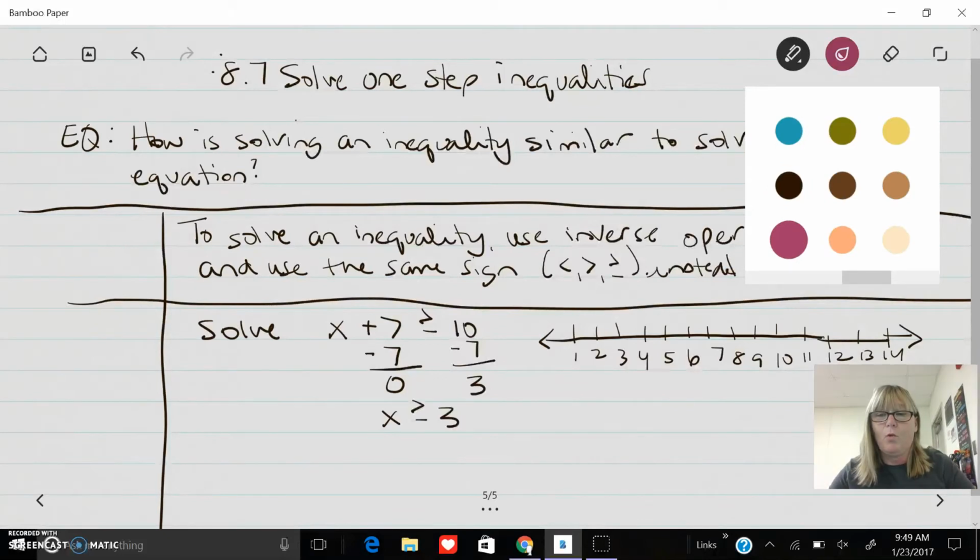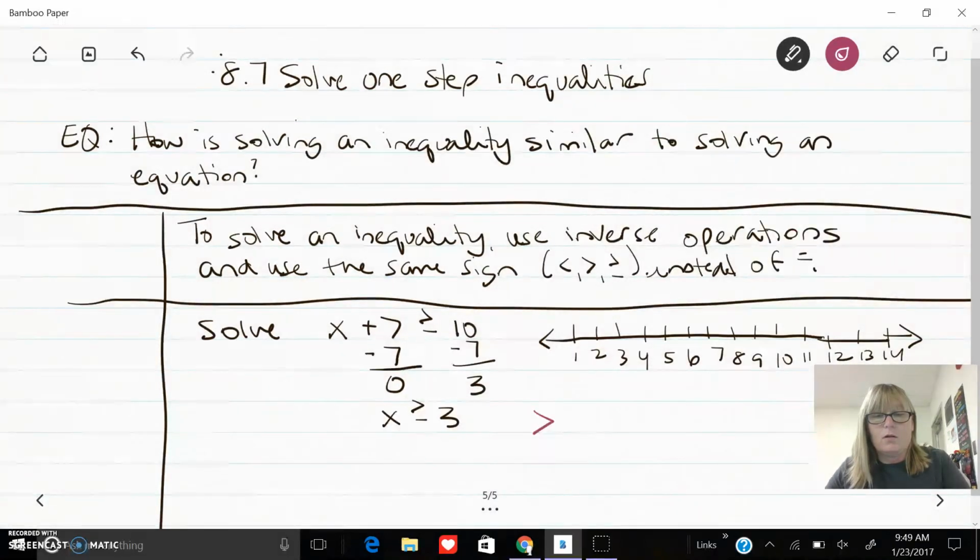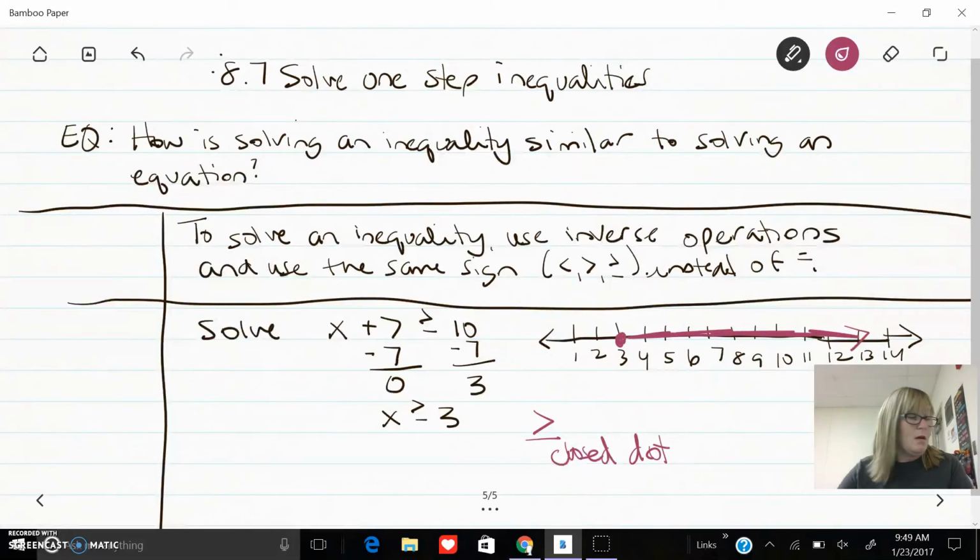Okay. So since it says equal to, right? That's going to be my open dot or my closed dot. Equal to means closed dot. Okay. All right. So I'm going to close the dot on 3. And it's going to be greater than 3. So I'm going to color my line this way. Okay. Next one.